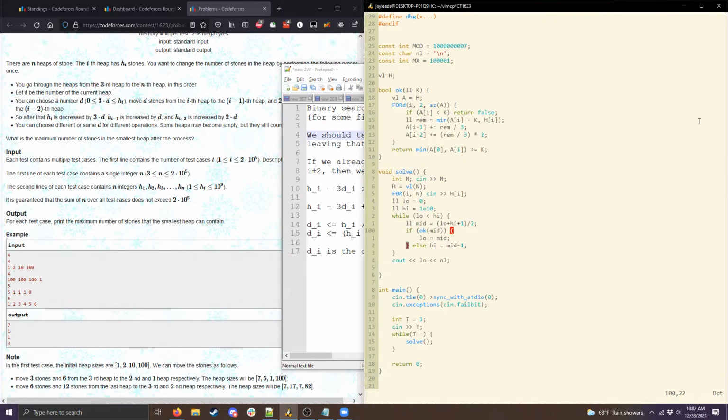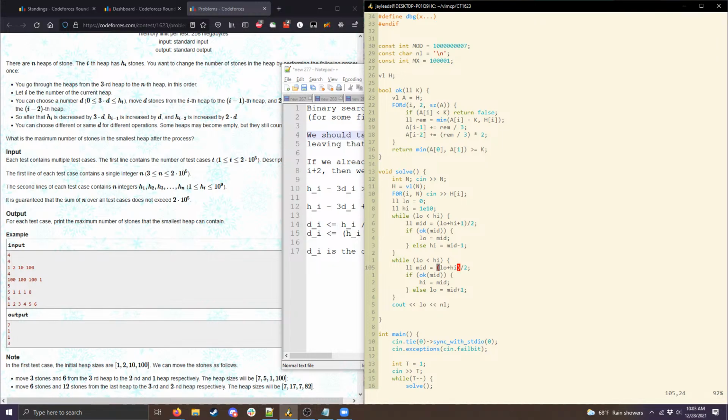And several people are asking whether mid should be equal to (L+R+1)/2 or (L+R)/2. So this is a good question. Basically, if you're setting low to mid, or high to mid minus 1, then you use (low+high+1)/2. But if the binary search looked like this, if we were setting high to be mid or low to be mid plus 1, then we would use (low+high)/2.